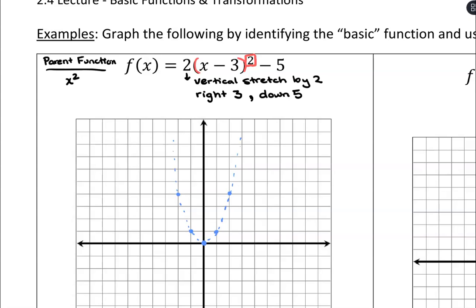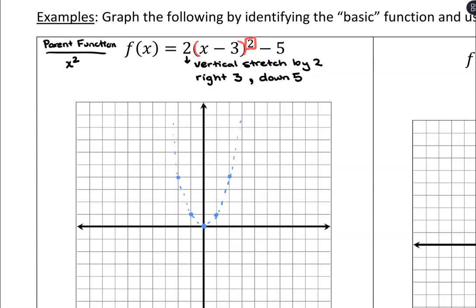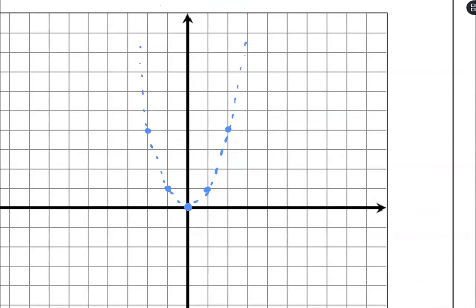Let's go ahead and take our parent function and take care of this vertical stretch by 2. So I'll still have 0, 0, but instead of 1, 1, I'll now have 1, 2. And then instead of 2, 4, I'll now have 2, 8. So there's our vertical stretch of some key coordinates there. So there's my stretched parabola.